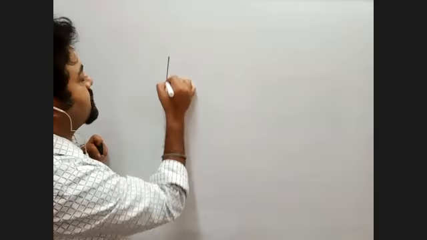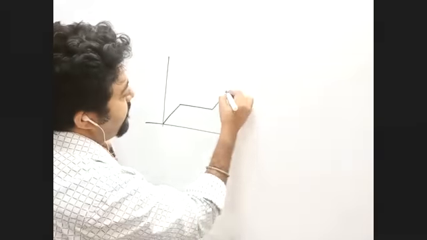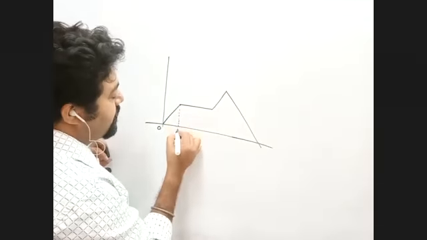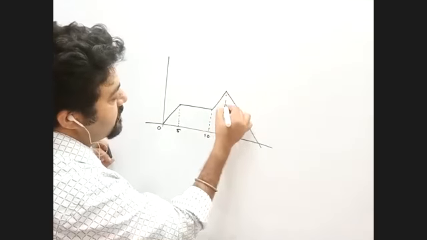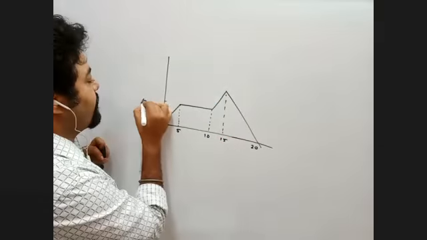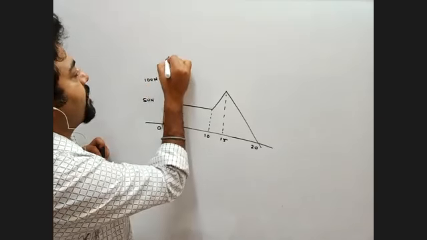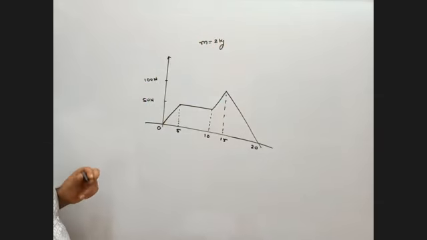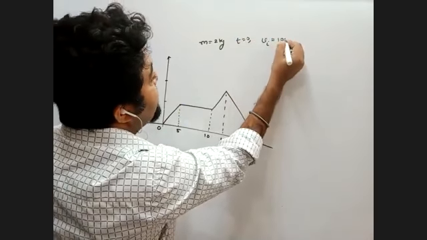So my question is, zero, 5 second, 10 second, 15 second, and 20 second. Let it be 50 Newton, let it be 100 Newton. Suppose the mass of the body or object is given 2 kg. When the time is 0, initial velocity is given 10 meter per second.